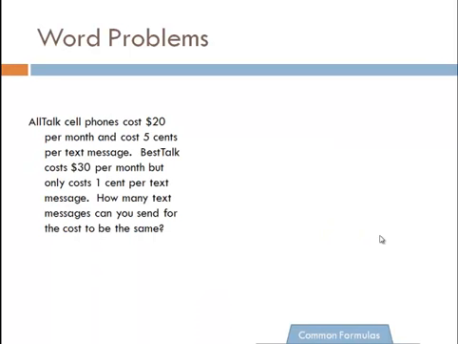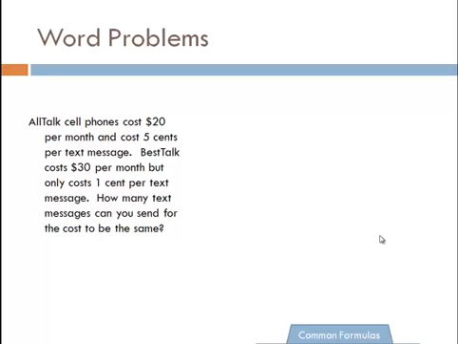Here's the problem. All Talk cell phones cost $20 per month, and they cost 5 cents per text message. And then Best Talk costs $30 per month, and it costs 1 penny per text message. And the question, which I should have read first, by the way, asks: how many text messages can you send for the cost to be the same?